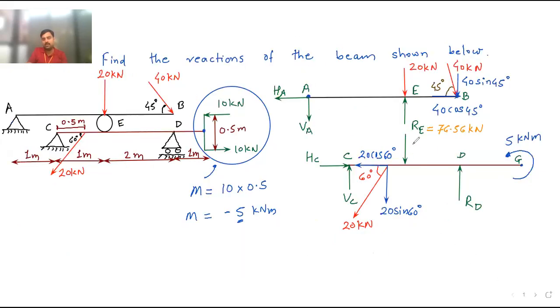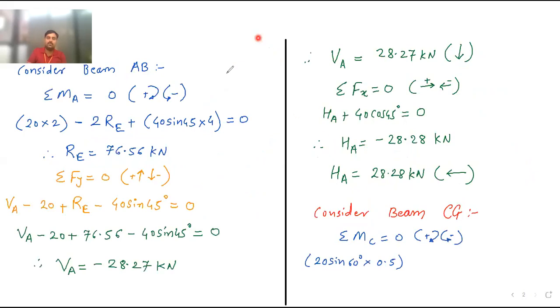Next, here you can see this RE. RE is moving downward. Now on this beam, RE will act in the downward direction, 76.56. What is the distance of RE? See, RE force is here, C point is here. The distance from C to E is 1 meter. So this is moving downward, and if you rotate it, it will rotate in clockwise direction. So this is also plus. So 76.56 into 1.